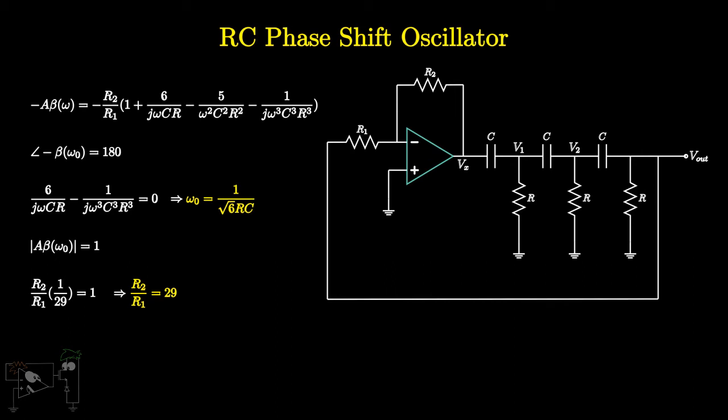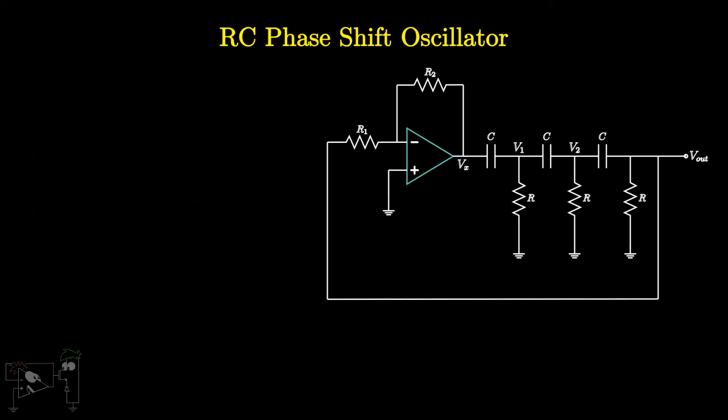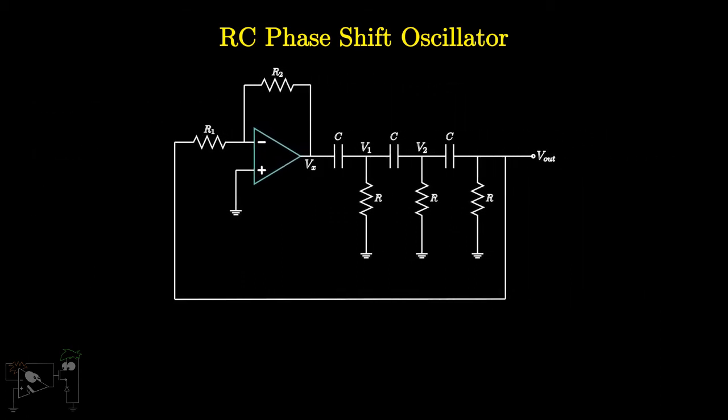One thing to note here is, unlike the Wien bridge oscillator, we are not taking the output from the output of the op-amp. The output of the op-amp is fed back to the input via the RC network, and we get our desired sinusoidal output at the input of the op-amp. In this circuit, there are 3 capacitors and 3 resistors. Suppose it is built using N resistors and N capacitors. The angular frequency of oscillation will be 1 by root 2N into RC.